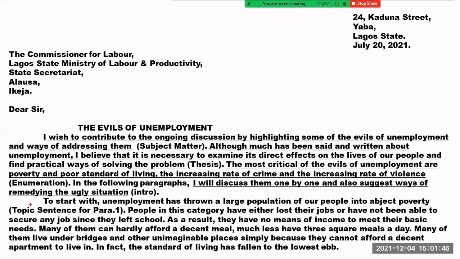Now, having introduced the topic, we go ahead to discuss it, beginning with paragraph 2, which is the starting point of the body of our letter. So we pick the first point from our outline, and then we discuss it in this paragraph. Now, this is how we can do it. To start with, unemployment has thrown a large population of our people into abject poverty. You see, you have stated this point, and this is your topic sentence.